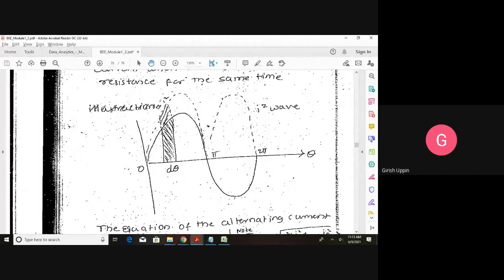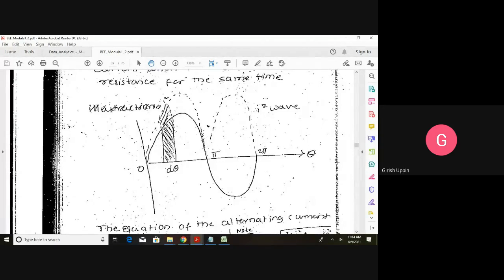So here 0 squared is 0. Let us say this is 1 ampere; the square of 1 is 1. Then here it is 2 amperes; the square of 2 is 4. Similarly, I have 3 amperes; the square of 3 is 9, and so on. And what is the value of the current here? The instantaneous value of current is Im, the peak value, and I have to take the square of that, which is Im squared.